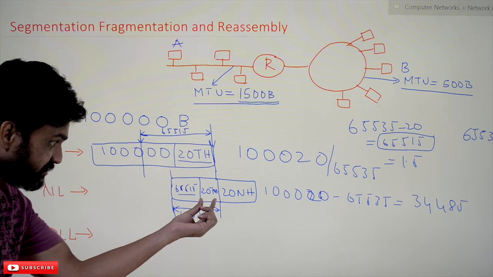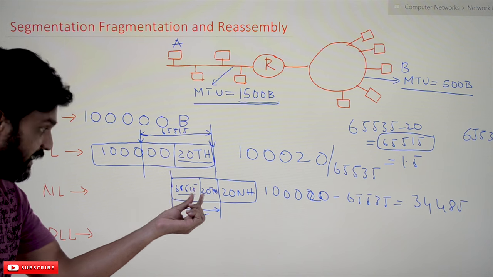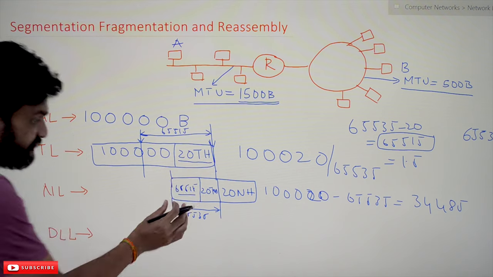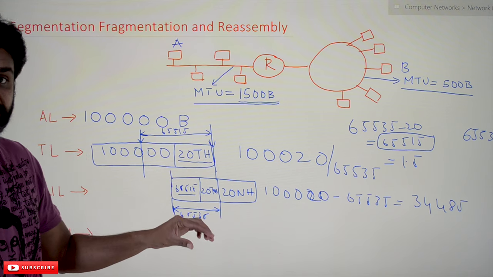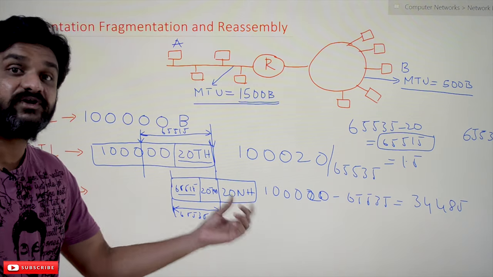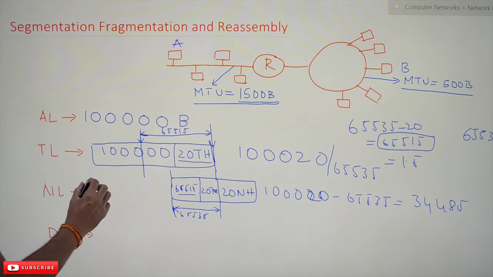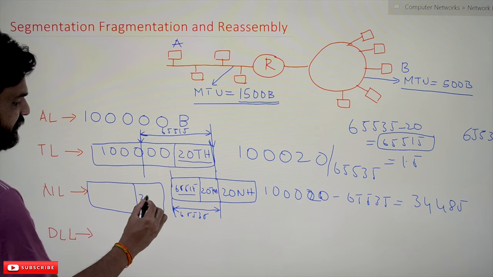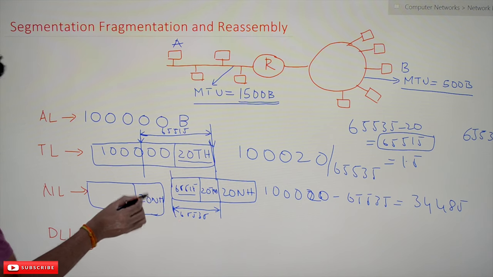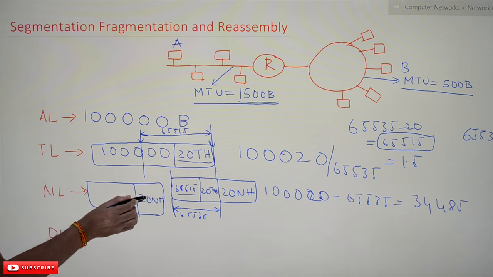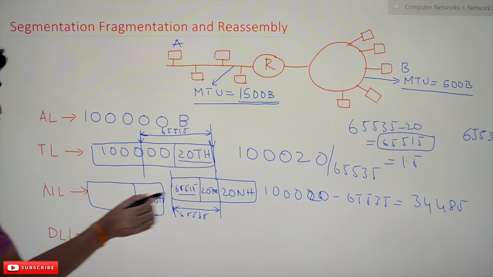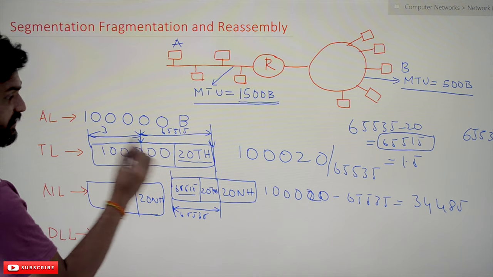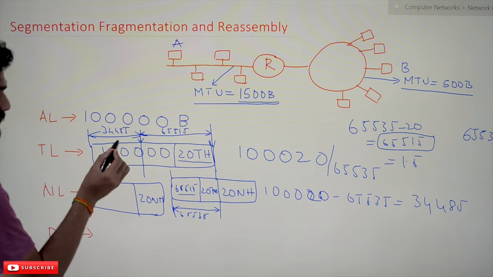See here, 20 bytes of transport header, and also from the 1 lakh bytes of data, we have taken 65,515. And to that the network header has been added. What is the next piece of data? The next piece of data is going to have 20 bytes of network header. So this is the overhead that has been added by the network layer. So the remaining part is going to have how many bytes of data? It is 34,485.